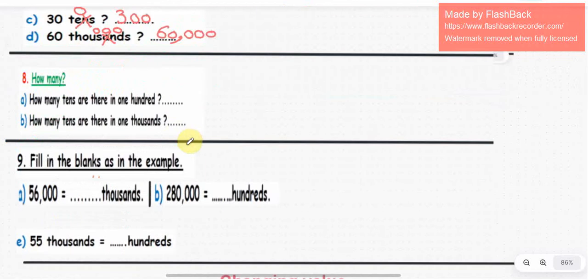Question number 8. How many? Letter A. How many tenths are there in 100? He asked about what? Tenths. So I have to write here tenths because he asked about it. In 100, I have to write 100 as a number.